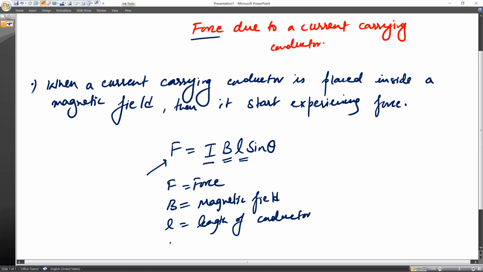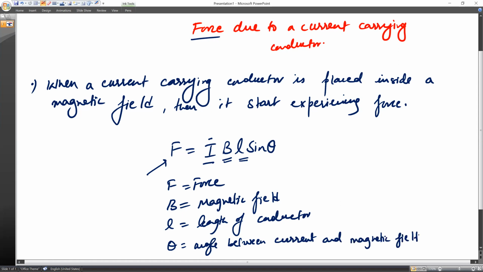And in sin theta, theta is the angle between the current and the magnetic field. IBL sin theta means the angle between the direction of the current and the direction of the magnetic field.